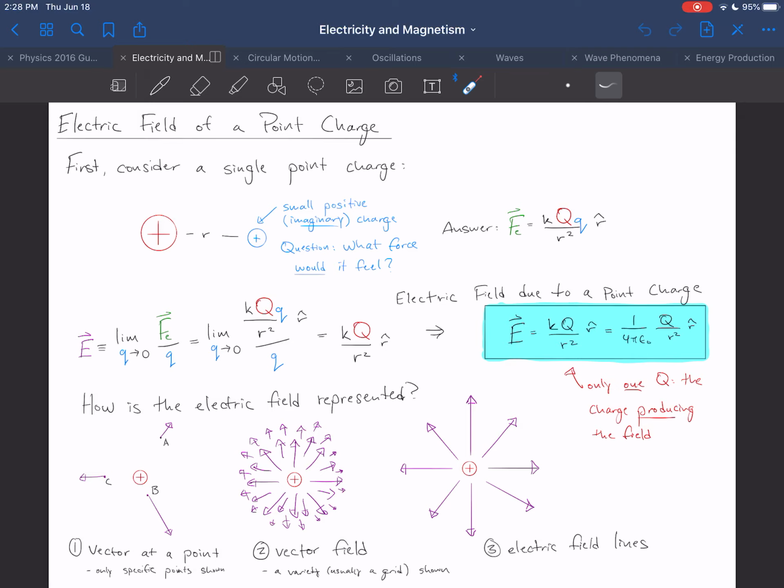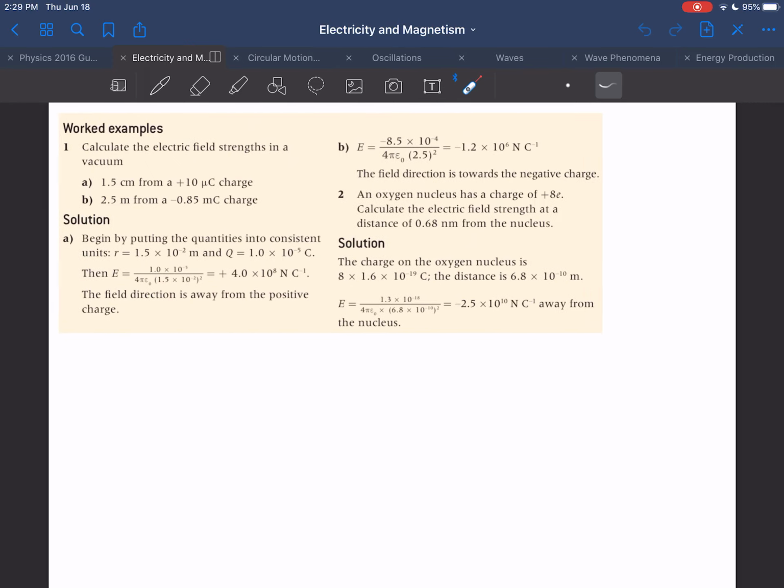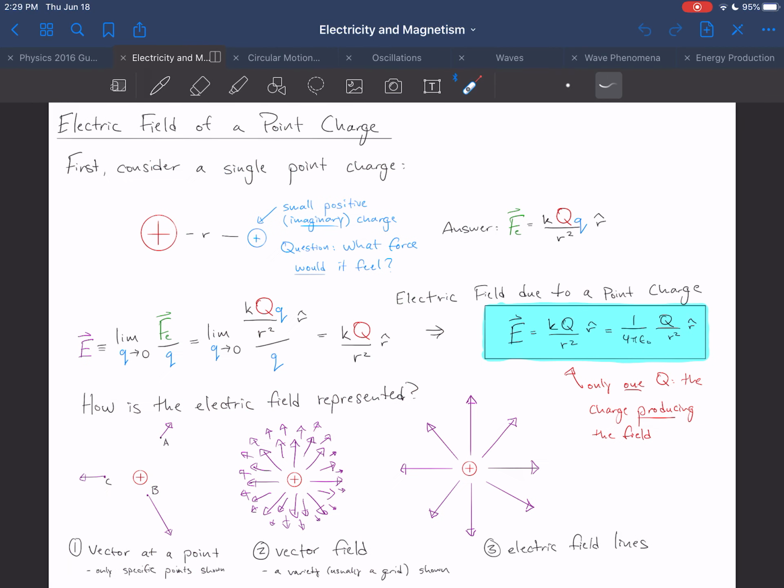I'm going to pause there, and in our next video, we will take a look at different electric fields. Oh, before I go, actually, there is an example problem here that allows you to practice using this formula. I would encourage you to take a look at it.